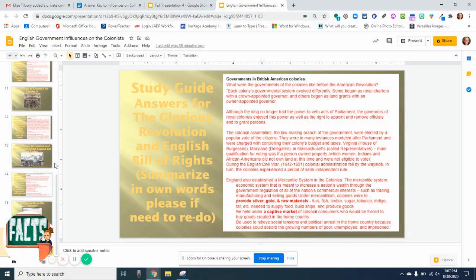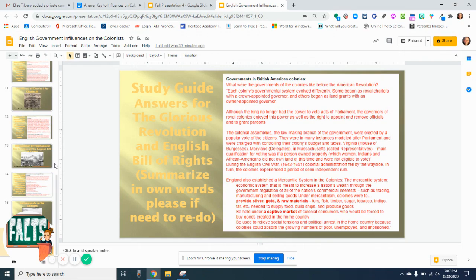The colonial assemblies, the lawmaking branches of government, were elected by popular vote of the citizens. They were in many instances modeled after parliament and were charged with controlling their colonies' budgets and taxes. Virginia had the House of Burgesses, Maryland had delegates, Massachusetts called them representatives. The main qualification for voting was owning property, which women, Native Americans, and African Americans could not do at this time, so they were not eligible to vote.